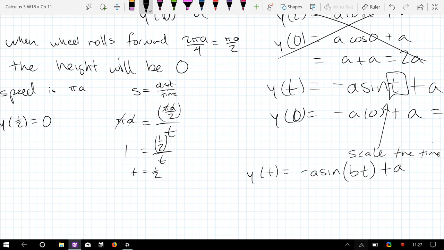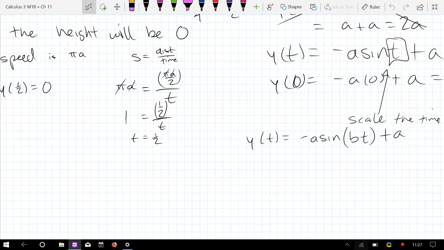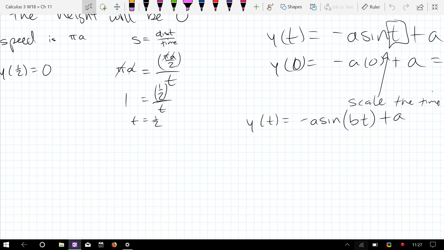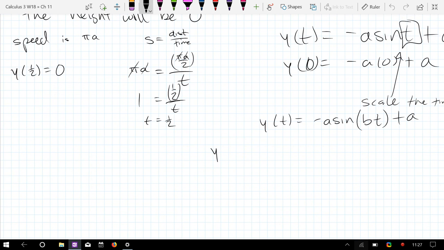So what I'm doing is I'm multiplying t by a number b. It's definitely going to be some multiple of pi. So we're going to use this instead. Now I can write y of 1/2 equals negative a sine b times 1/2 plus a. And we said that this better equals 0.